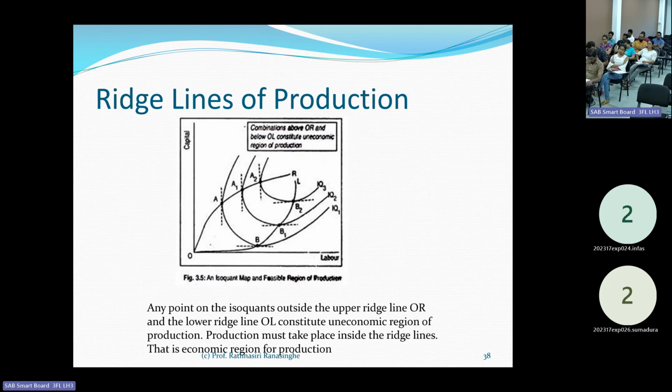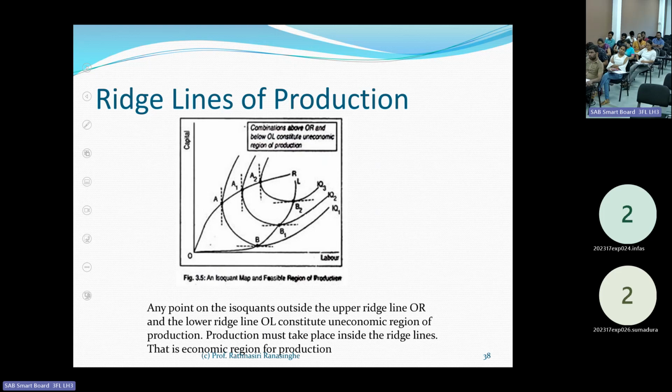So that's the ridge lines. Above these lines, this is where we can get the negative marginal productivity. At the points A1, A2, if we analyze, that gives the zero marginal productivity of capital in the upper ridge line. In the lower ridge line, points B, B1, B2 represent the zero marginal productivity of labor.